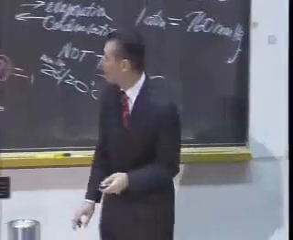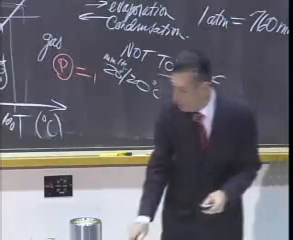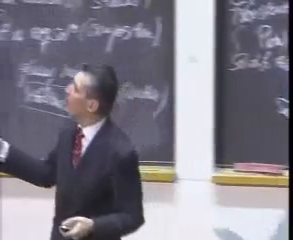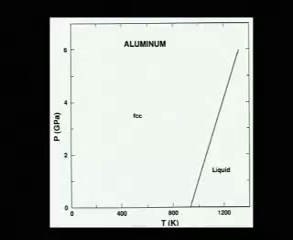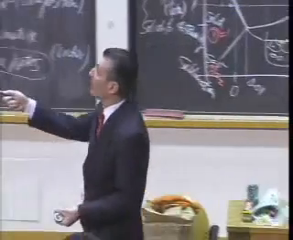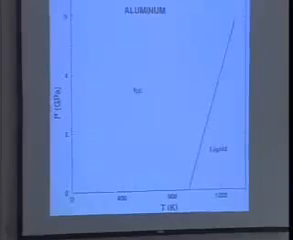Okay, so let's look at a few others. If we contrast here, this is aluminum, a simple FCC metal. In this case, it's normal. Liquid has about 6 to 8 nearest neighbors, and the solid has 12 nearest neighbors. So the solid is denser than the liquid, and you see that in the phase diagram.